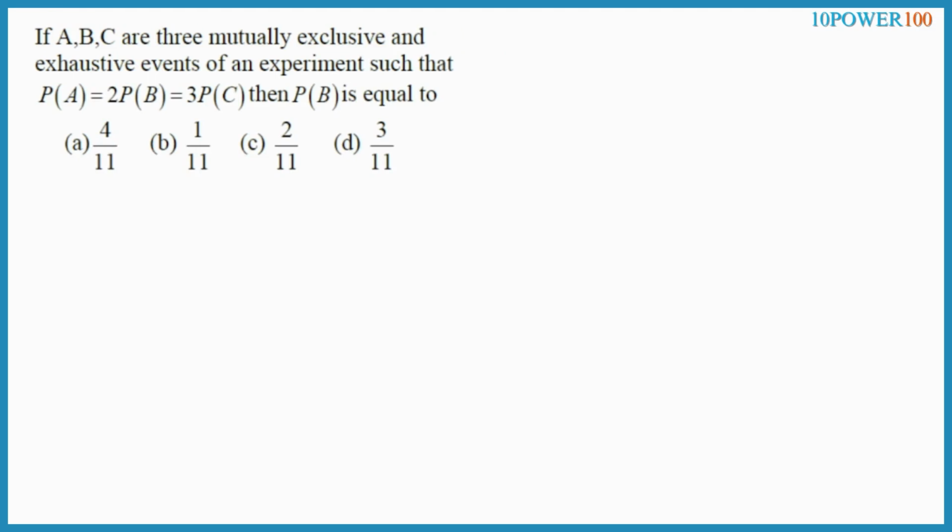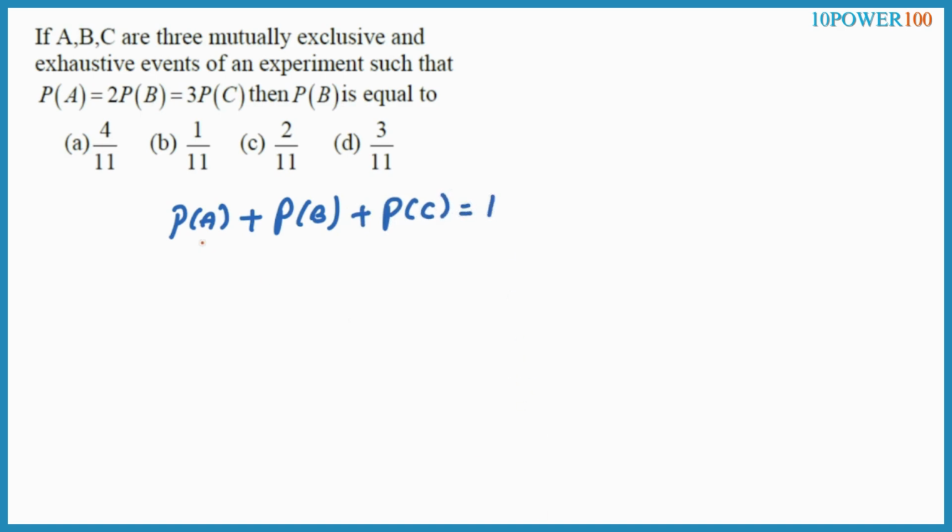Next question: if A, B, C are three mutually exclusive and exhaustive events of an experiment such that P(A) is equal to 2 times P(B) is equal to 3 times P(C), then find the value of P(B). Okay, so we all know the total probability of any events can be taken as P(A) + P(B) + P(C) is equal to 1.